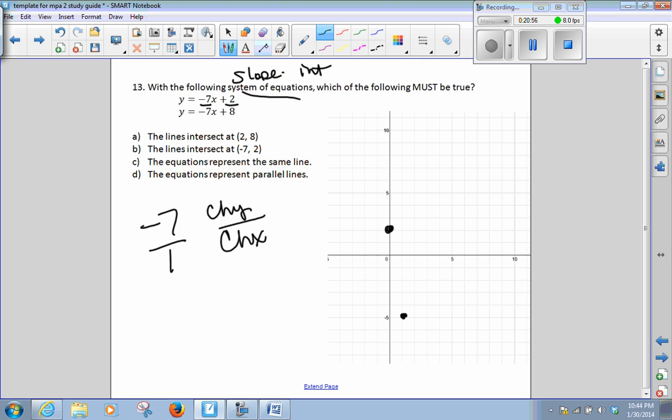I'm going to try my darndest to draw a fairly straight line here. Normally I would graph more points than that, but this is good enough for now. This other one has a y-intercept at 8, but it has the same slope. So I'll go down 1, 2, 3, 4, 5, 6, 7, and over 1. Connect my dots with a line.